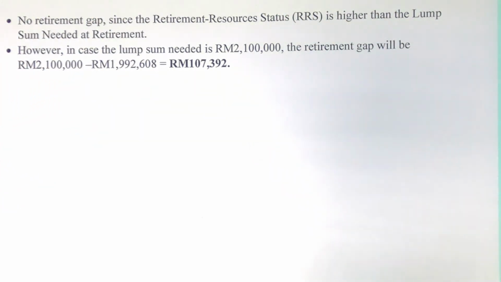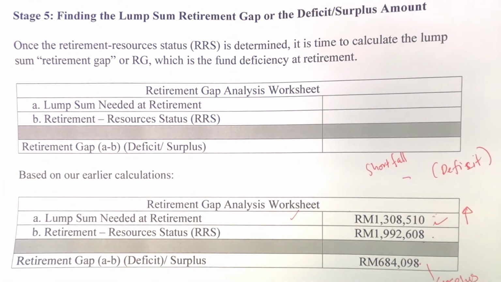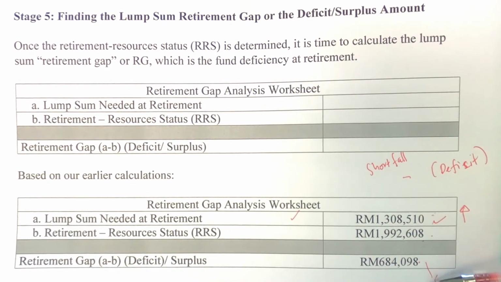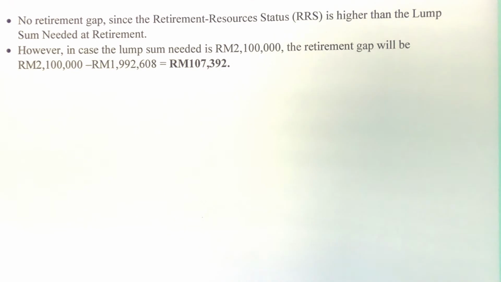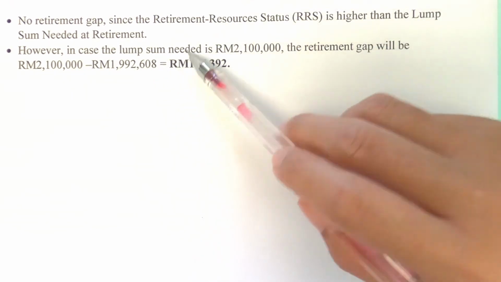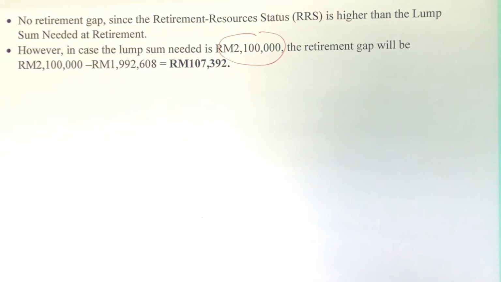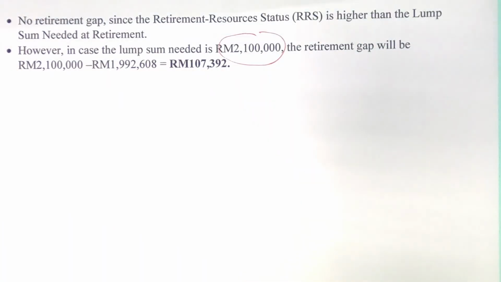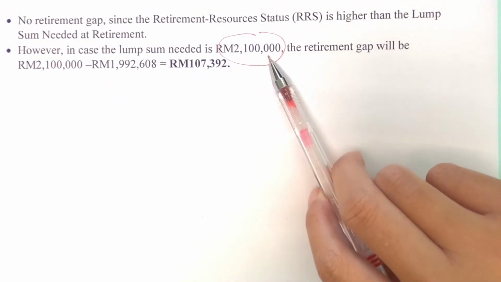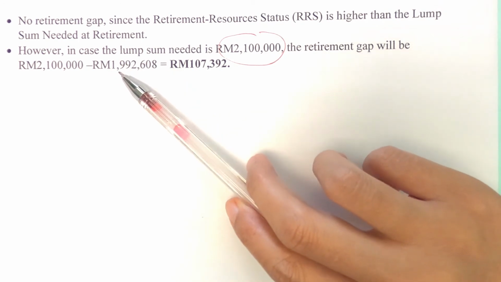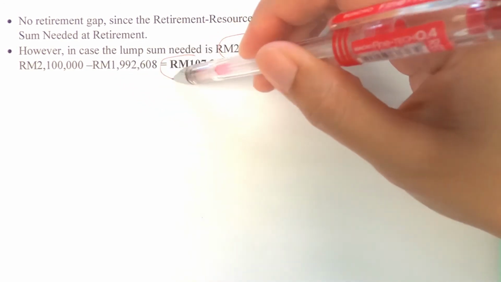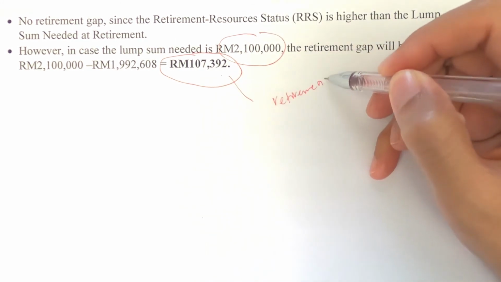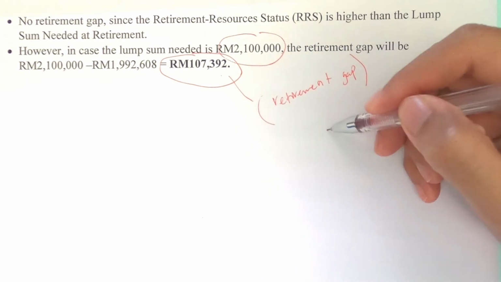Nevertheless, let's take into consideration that, although in this case the situation is a surplus, in a case where the lump sum needed is about 2.1 million, then the retirement gap will exist here, where 2,100,000 minus 1,992,608 gives us 107,392 of retirement gap. And it is a deficit.